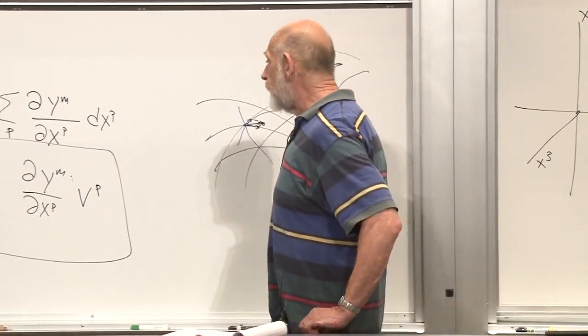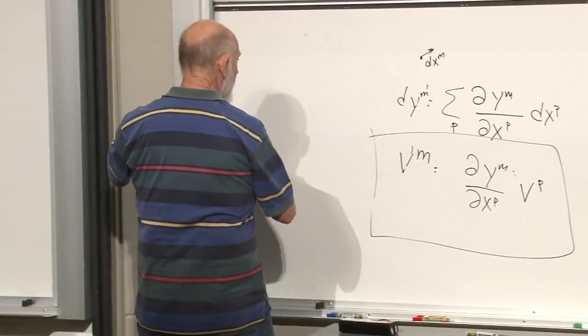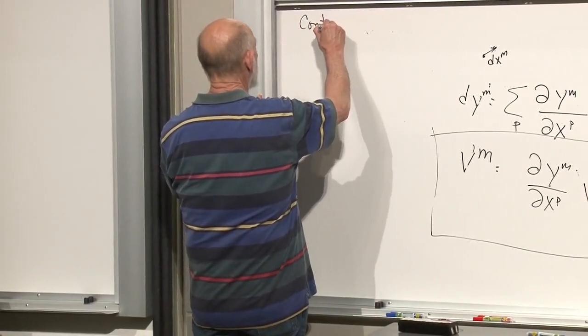All right, so this is the transformation property. Let's write it down over here, put it up in the corner. Contravariant transformations.